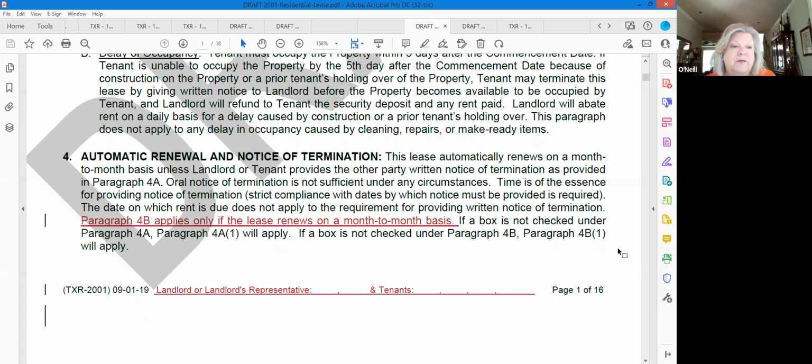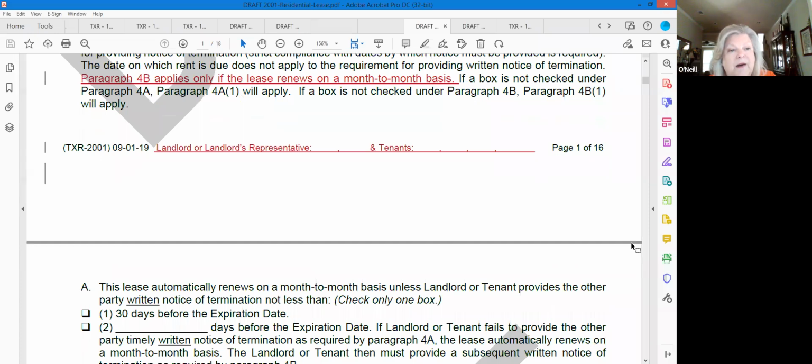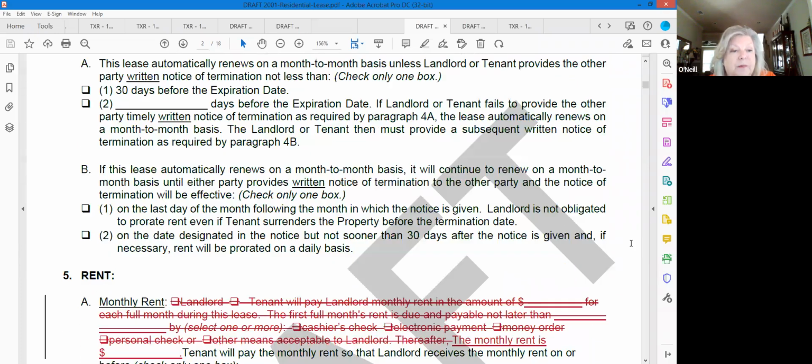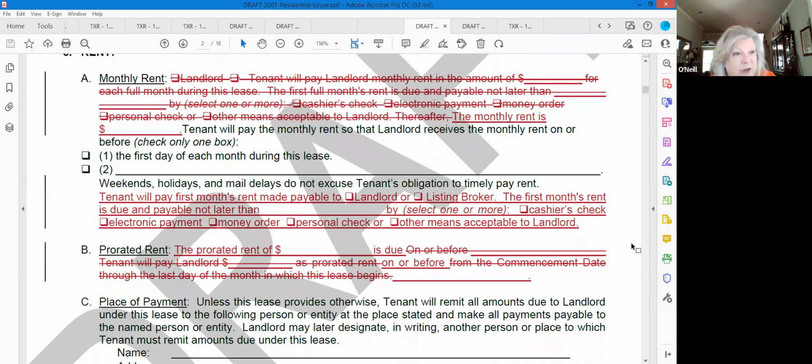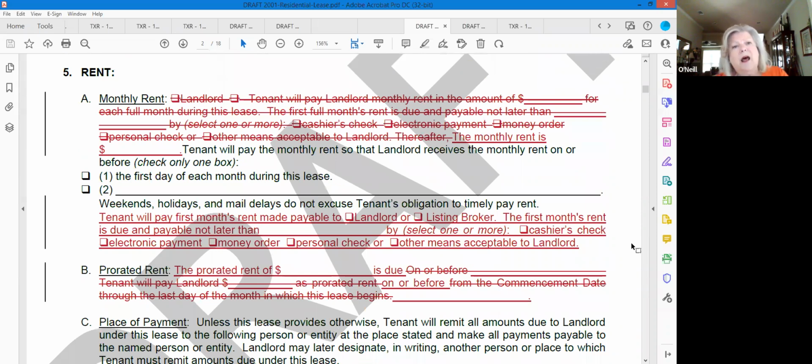Now, the first revision of the lease applies to this renewal, and it says they added a provision that says paragraph 4B applies only if the lease renews on a month-to-month basis. Okay, so they had to get clarity on that provision in 4B. Now in paragraph 5, lots have changed. They stripped out a lot of language and made it much simpler and straightforward. It says monthly rent is $, period. Pretty simple.